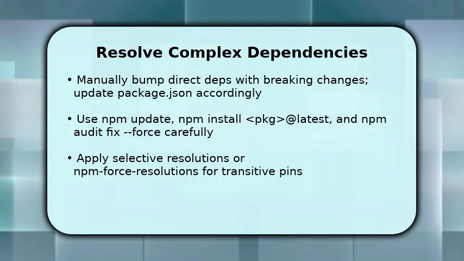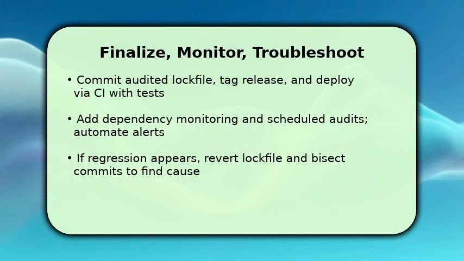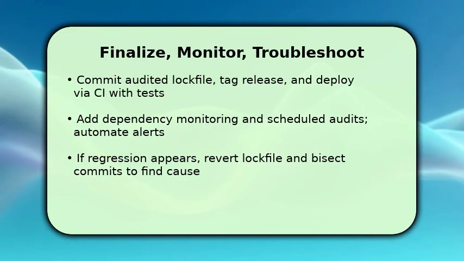Finish by locking and deploying a validated state. Commit the updated lock file, tag the release, and let CI run a final pipeline that blocks unsafe merges.